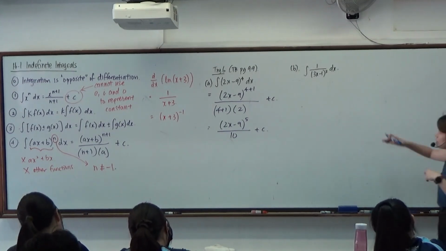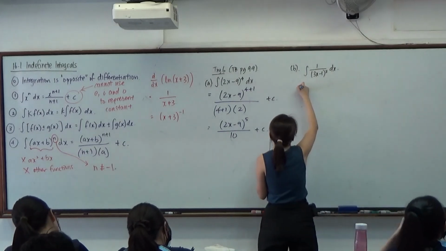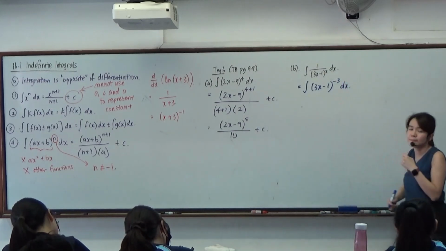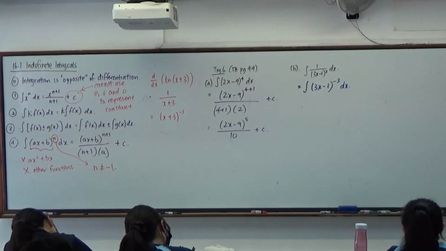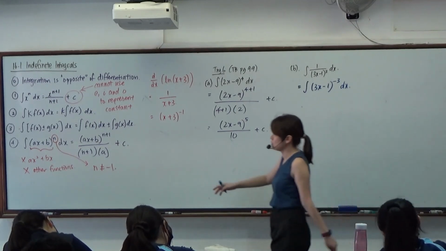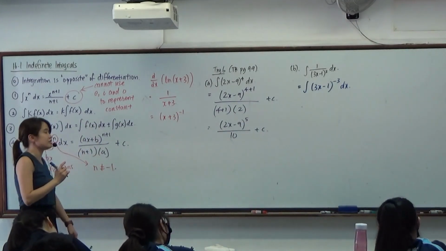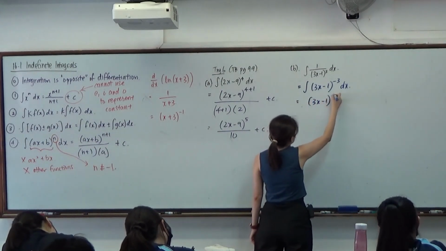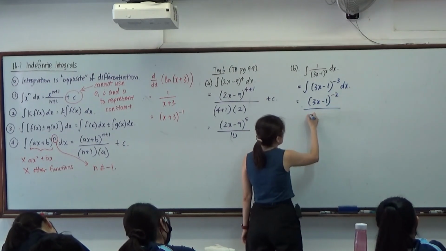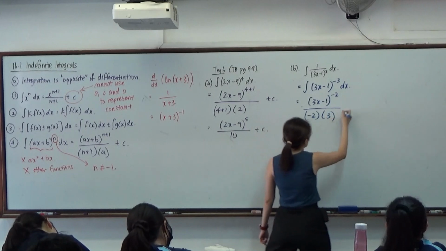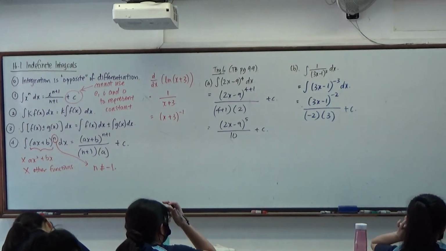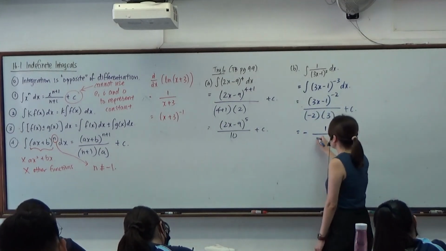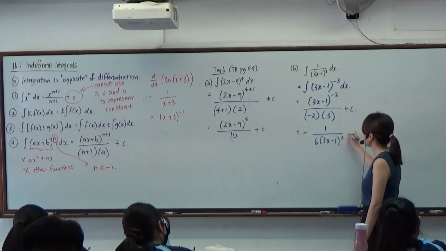Then for part B, to integrate 1 over 3x minus 1 to the power of 3, we re-express it into a power of negative 3. So power of negative 3 can be integrated with our rule over here. It is only a power of negative 1 that we cannot. So we will have 3x minus 1, minus 3 plus 1 is minus 2, over negative 2, times 3. And that will leave us with negative 6 times 3x minus 1 squared plus C.